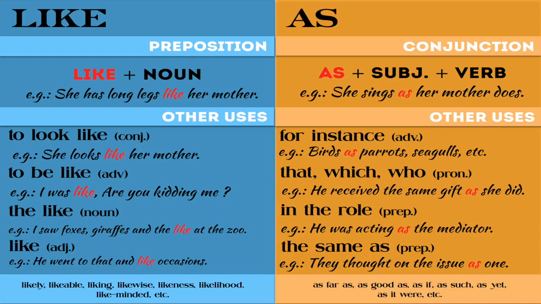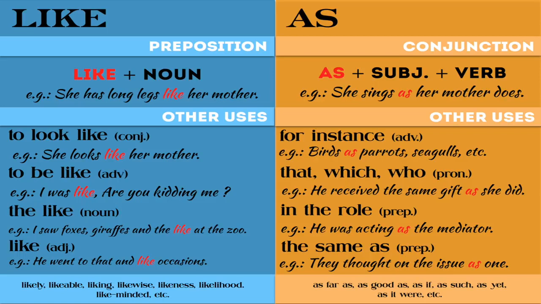In this video, we're going to look at the difference between like as a preposition and as a conjunction. In the blue part of the diagram, on your left, we have like plus a noun. The example I wrote is: she has long legs like her mother. Her mother would be the noun. So like is followed by a noun.